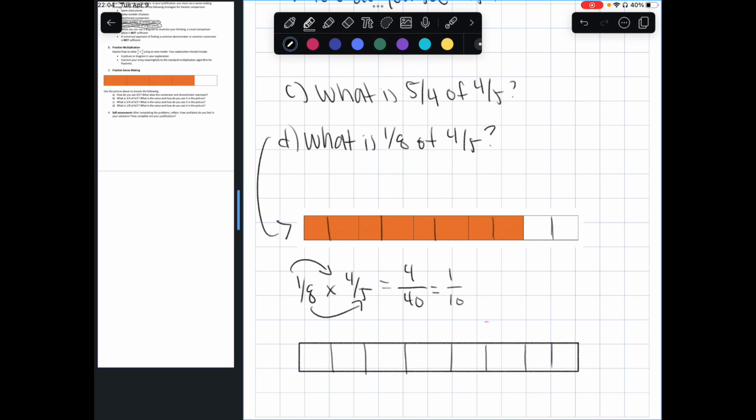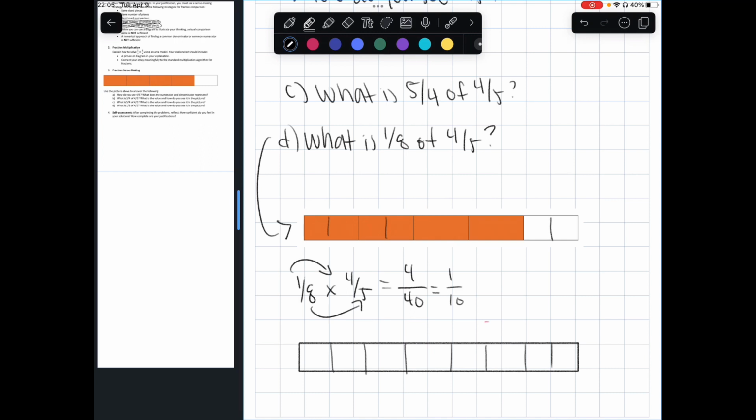So 1, 2, 3, 4, 5, 6, 7, 8, 10. That's 10. Don't want 10. We want 8. So right now we have 5 pieces total. That's 6, 7, 8. Just pretend that they're all the same size too.